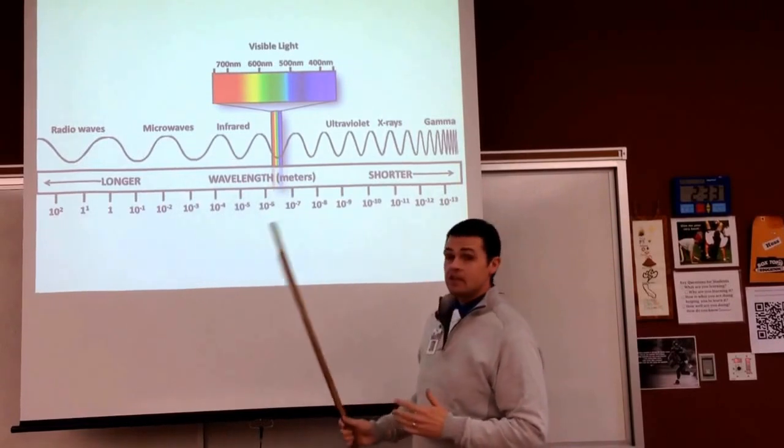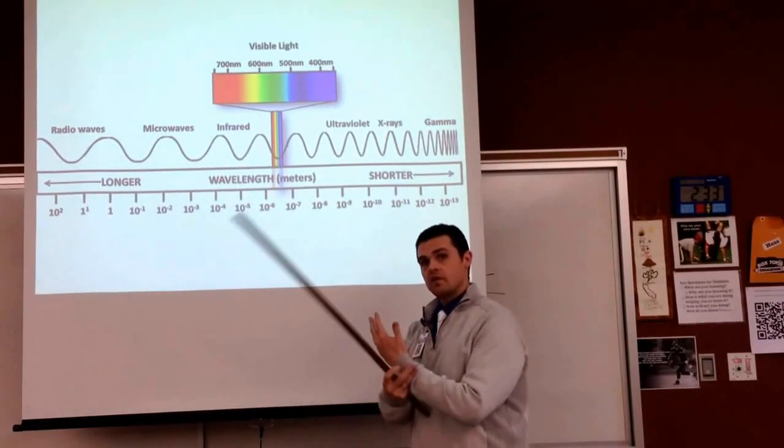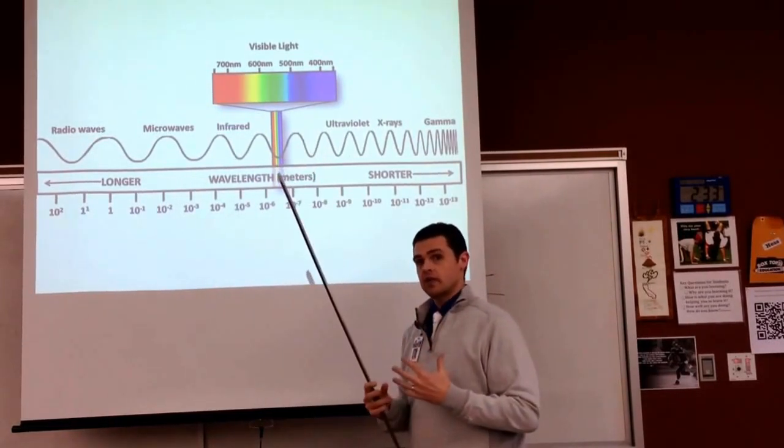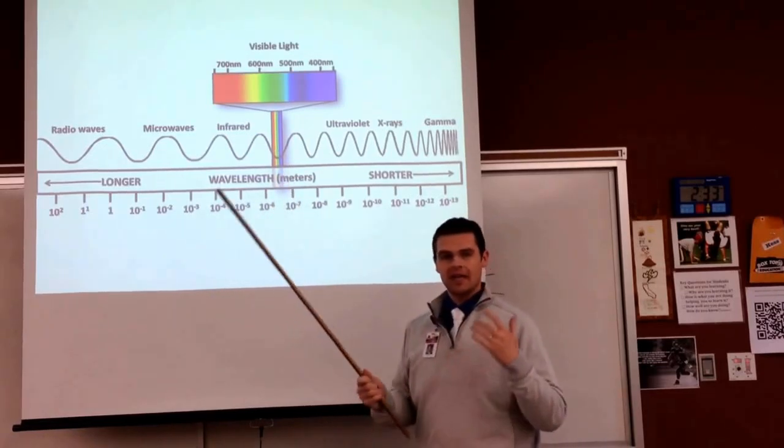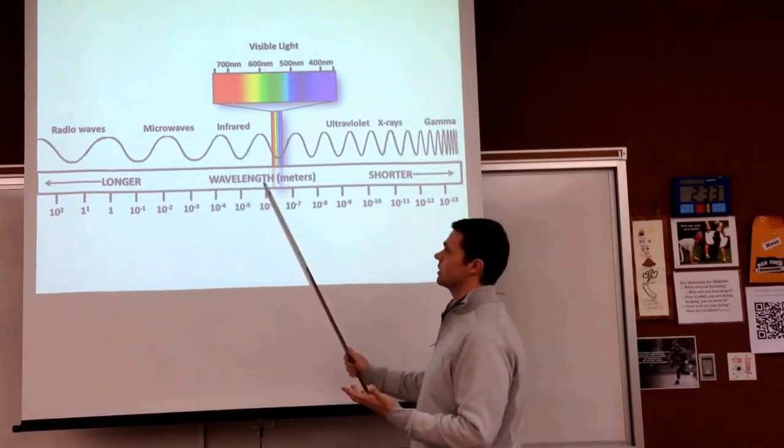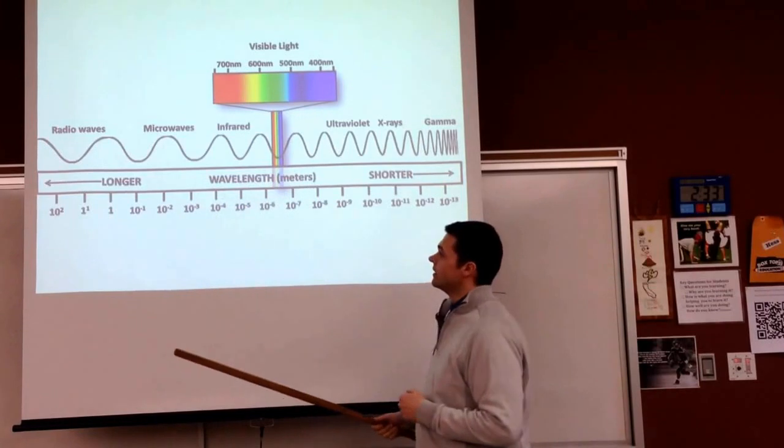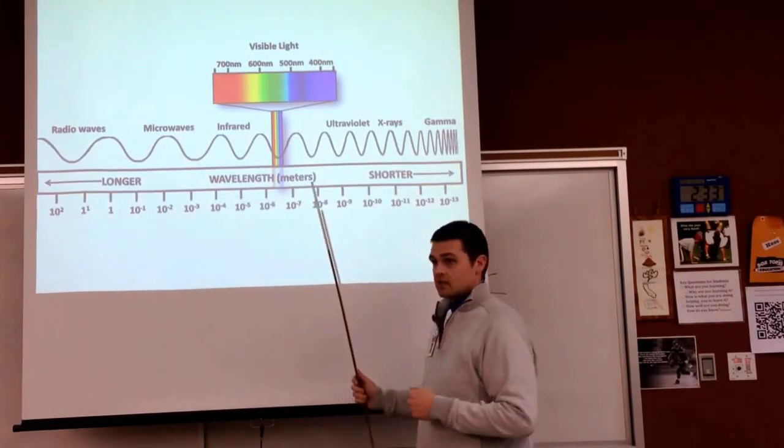Now, we can feel infrared radiation. We can feel that kind of radiation, but we can't detect it with our eyes. We can't see heat, for example. We can only feel it like on our skin. So this is the electromagnetic spectrum.